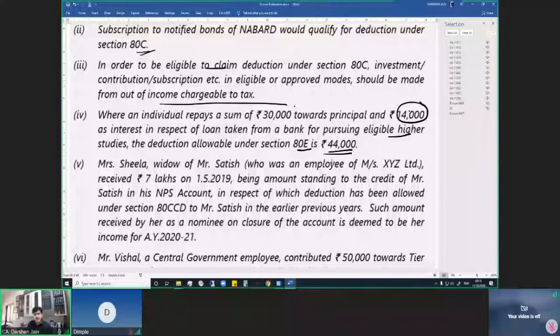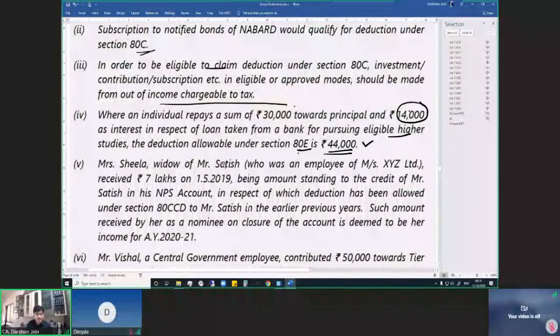Can the individual claim the entire 44,000 rupees as deduction? The answer is no, certainly not. What is available as deduction under 80E is only the amount of interest on such education loan, and not the principal amount. Principal amount is not deductible under section 80E. Only the interest amount incurred by the person would be eligible for deduction, and that too for a span of 8 years, including the year in which he first starts paying the interest.